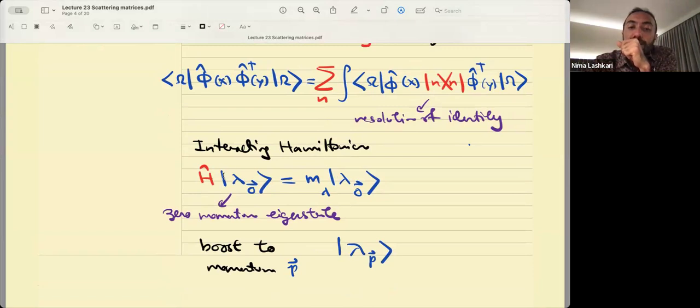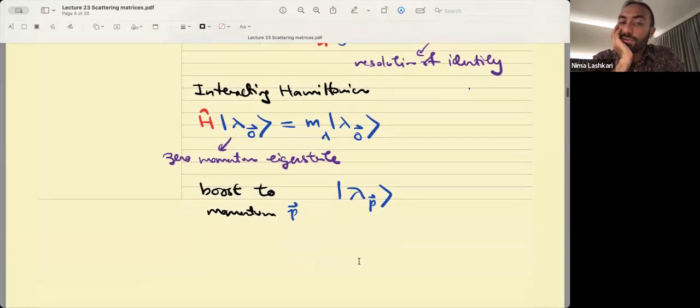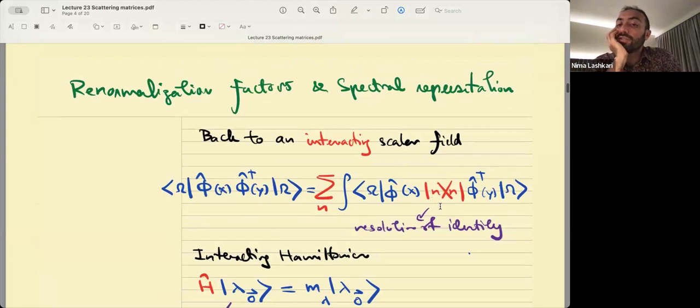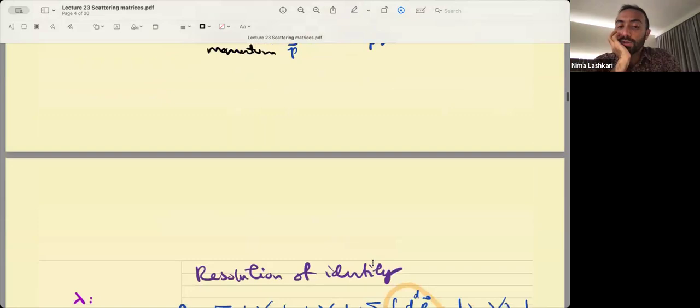So let's consider a 0 momentum eigenstate of the Hamiltonian, right? The eigenvalue of such a state, we're going to call m lambda. Then we could boost it to momentum p, and we saw in the representation theory of the Lorentz group that those states will be naturally appearing in our representation. So there's a resolution of identity. We'll have an integral over these boosted states. We're going to see that.